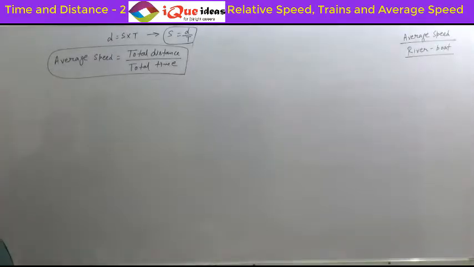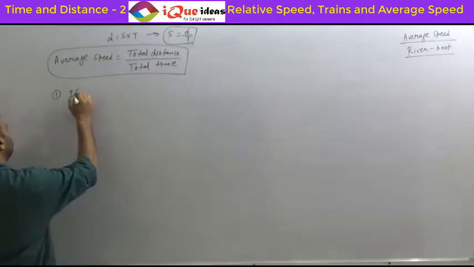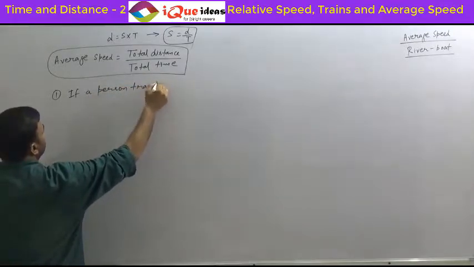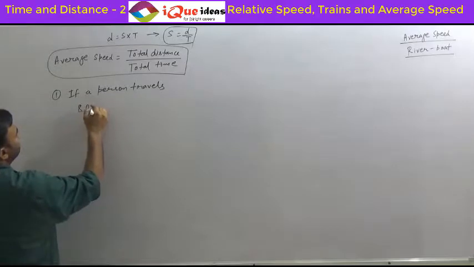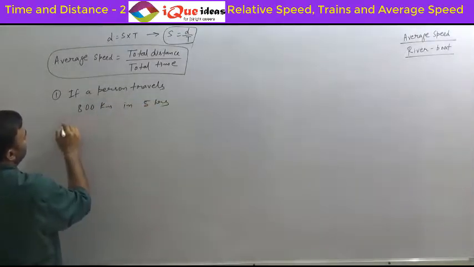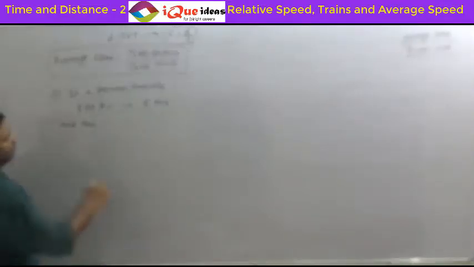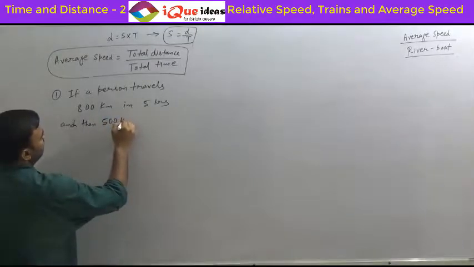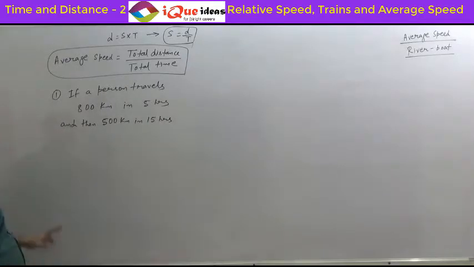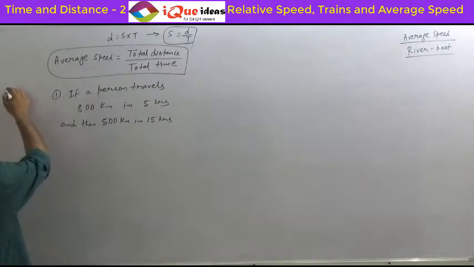Now let's take some situations. In the first case, let's say a person travels 800 kilometers in 5 hours, and then an additional 500 kilometers in 15 hours. This is the simplest situation. I'll write the heading as find average speed.